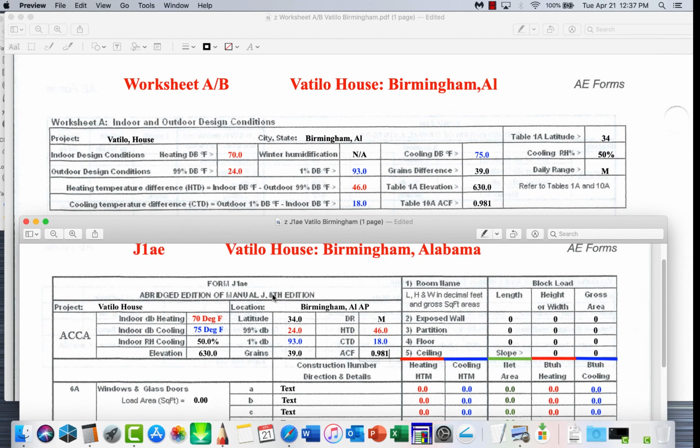Remember, this is the J1AE, and this is Worksheet A and B. I highly recommend you do the worksheet completely first on everything that you need to do, then transpose over here to the J1AE. It'll make things a whole lot simpler and cleaner, especially when you get to windows, which will be our next video. But this should set you up, and remember, this needs to be correct because a lot of your other calculations are going to come off of these numbers right here. So if you put a decimal point in the wrong place, or if you scribble a number, try to keep your work real neat and clean so it can be read and everything. Okay? Thank you.